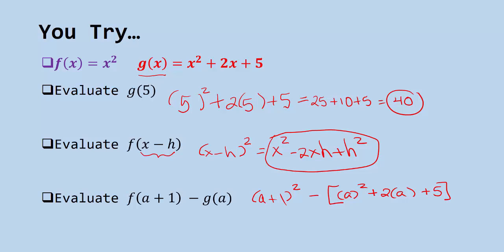So now I do need to go through and simplify. I have a plus 1 squared, so I need to FOIL that out. A squared plus 2a plus 1 minus, now these are all variables, so I'm going to have to distribute my minus sign. So this becomes minus a squared minus 2a minus 5. A squared minus a squared cancels. 2a minus 2a cancels. I'm left with 1 minus 5. So for this particular example, I actually ended up with a number of negative 4.